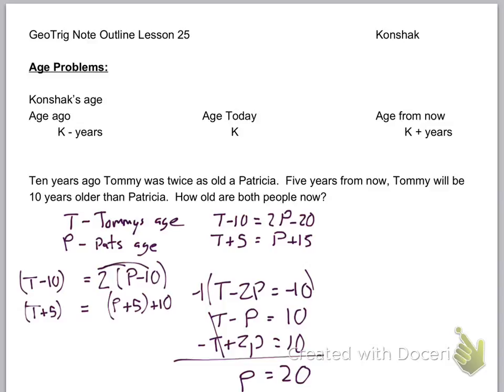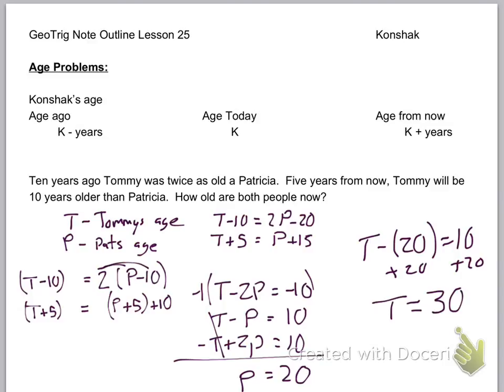Currently, Patricia's 20. How old is Tommy? You can plug this into any equation you want, right? Guess which one I'm going to put it in? Put in the T minus P, yeah. I'm going to put in the T minus P equals 20. So, T minus 20 equals 10. I'm going to add 20. T is actually equal to 30.